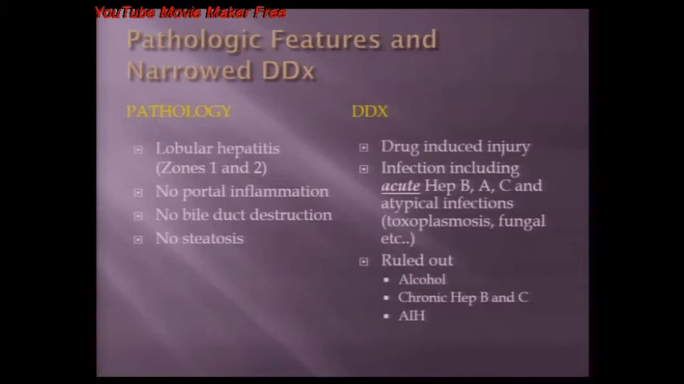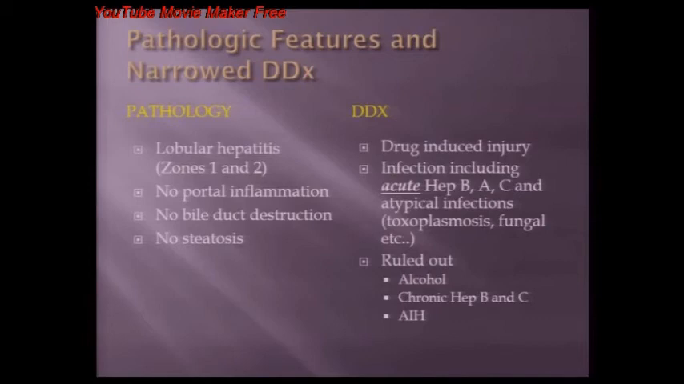It still could be acute infection with these hepatotropic viruses, right? We're not going to think chronic Hep B or chronic Hep C, but it could be acute Hep B, acute Hep C, acute Hep A, something like that. Other weird zebra infections we should think of: toxoplasmosis, fungal, but we've really ruled out the chronic viral hepatitis. We've ruled out autoimmune because there's no portal-based inflammation. There's no steatosis. Alcohol is usually a steatohepatitis. There's no fat, so it's probably not alcohol.